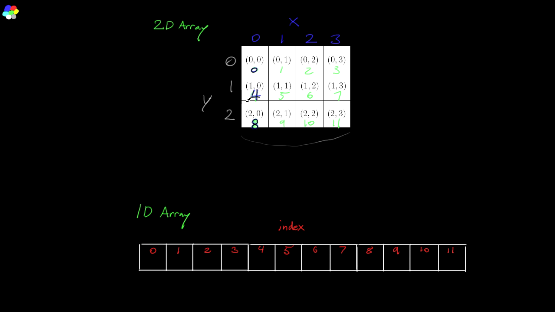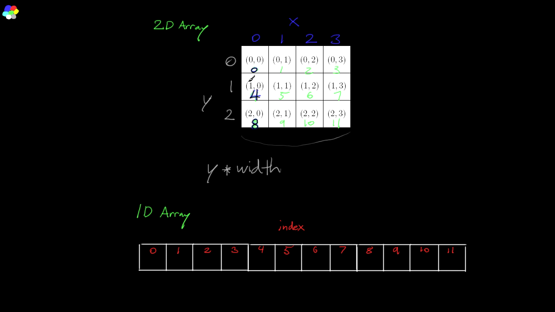So for example, this one here, y is 1. 1 times 4 equals 4. Here, y is 2. 2 times 4 equals 8. And for the y of 0, it's 0 times 4 equals 0, right? Same idea. So in general, to get the first element of any row, you take y times the width.